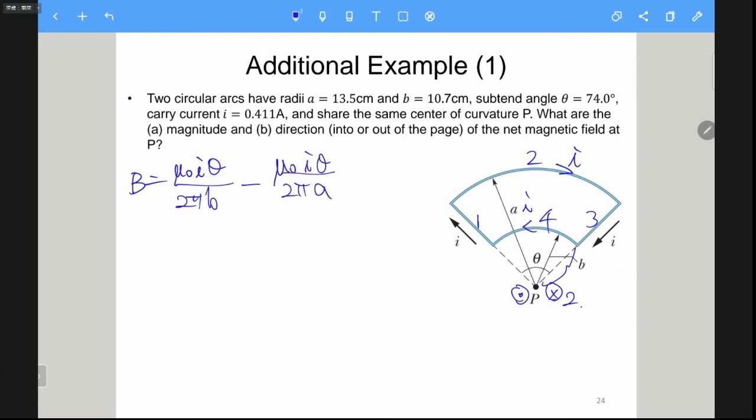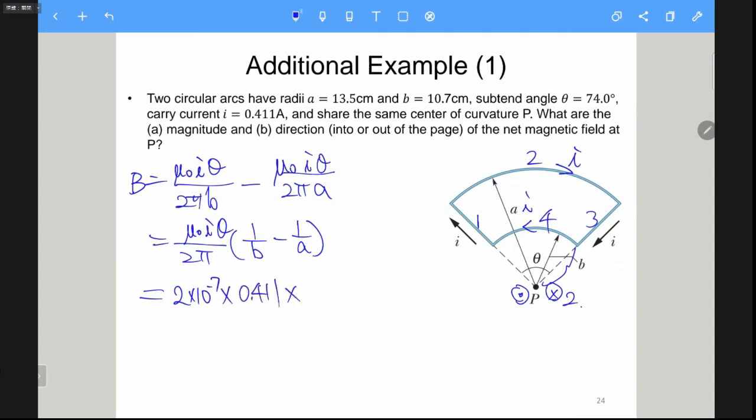A is larger. Okay. So here we have mu 0 I theta over 2 pi, and then 1 over B minus 1 over A. And then we can plug in the values. Mu 0 is 4 pi times 10 to minus 7, which partly cancels with the 2 pi, so it becomes 2 times 10 to minus 7 times I, which is 0.411, times 74.0 degrees over 180 degrees times pi, which is the angle in radians. And then we have 1 over 0.107 minus 1 over 0.135.